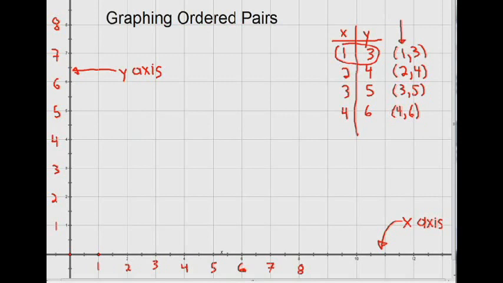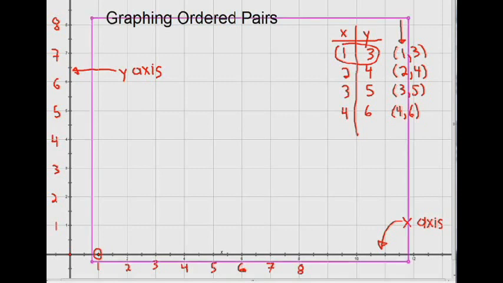Well, when we go to graph these ordered pairs, we're going to take a look at the first ordered pair here first, where x is 1 and y is 3. So let's start with x is 1. Well, if we look at our x-axis, our x line, x is 1 right there. So x is 1 everywhere along this line.